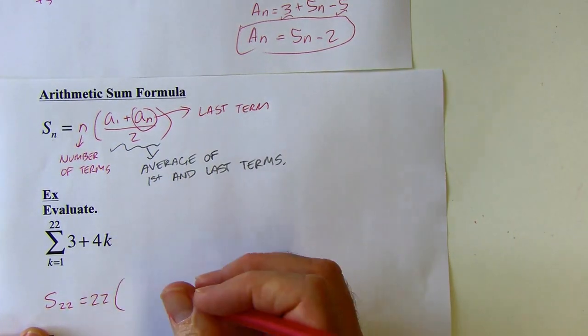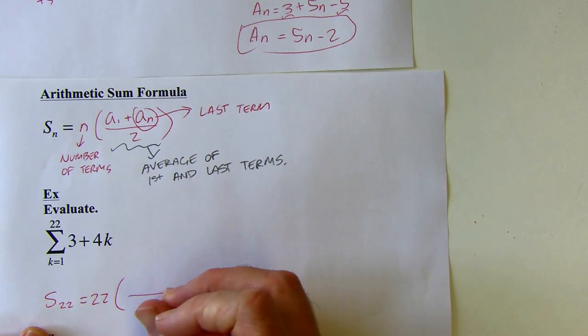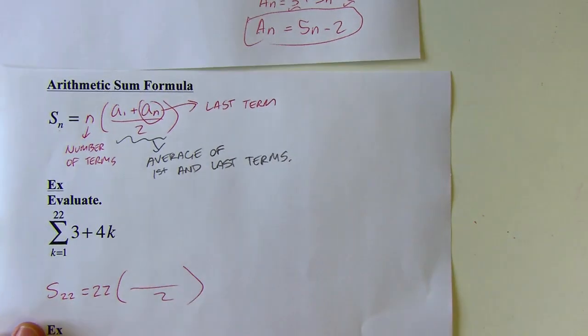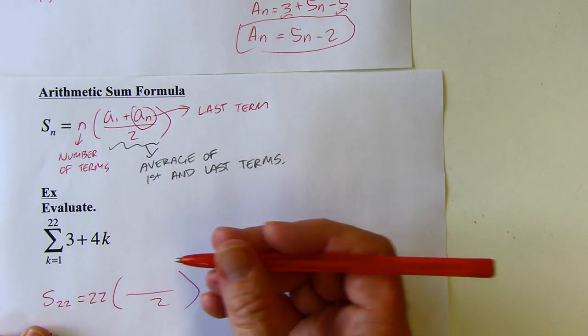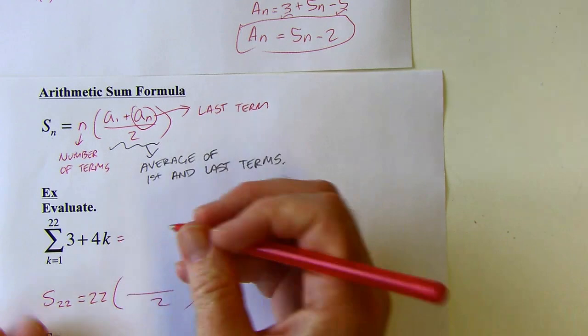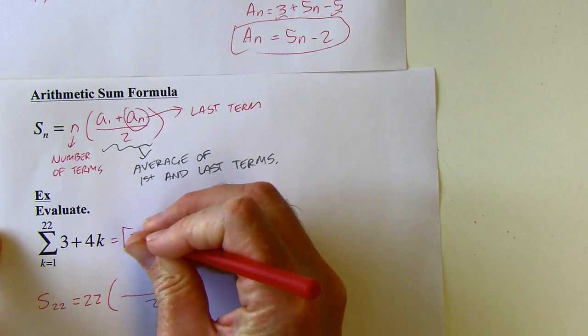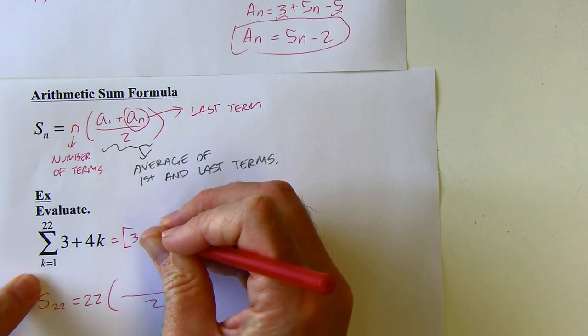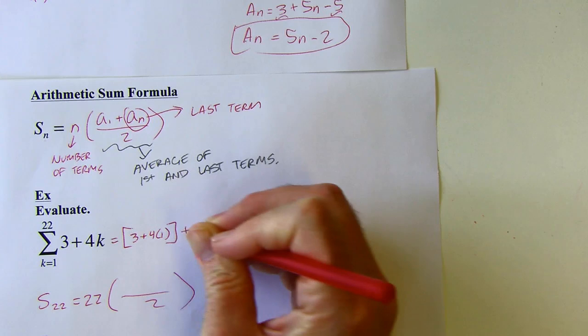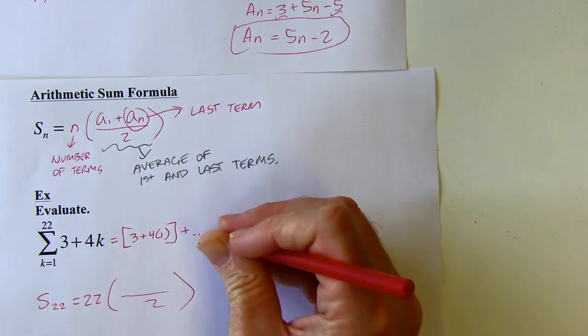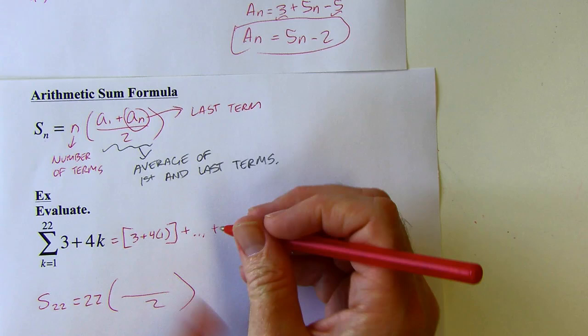Then I've got the fraction. I'm going to average the first and last terms. Well, I don't know what the first and last terms are, so I'm going to have to find them. I'm going to build the first term. The first term I'd get by plugging in 1 for k. Then I'm going to have all the stuff in the middle, which I don't really care about right now. I only need the first and the last term.